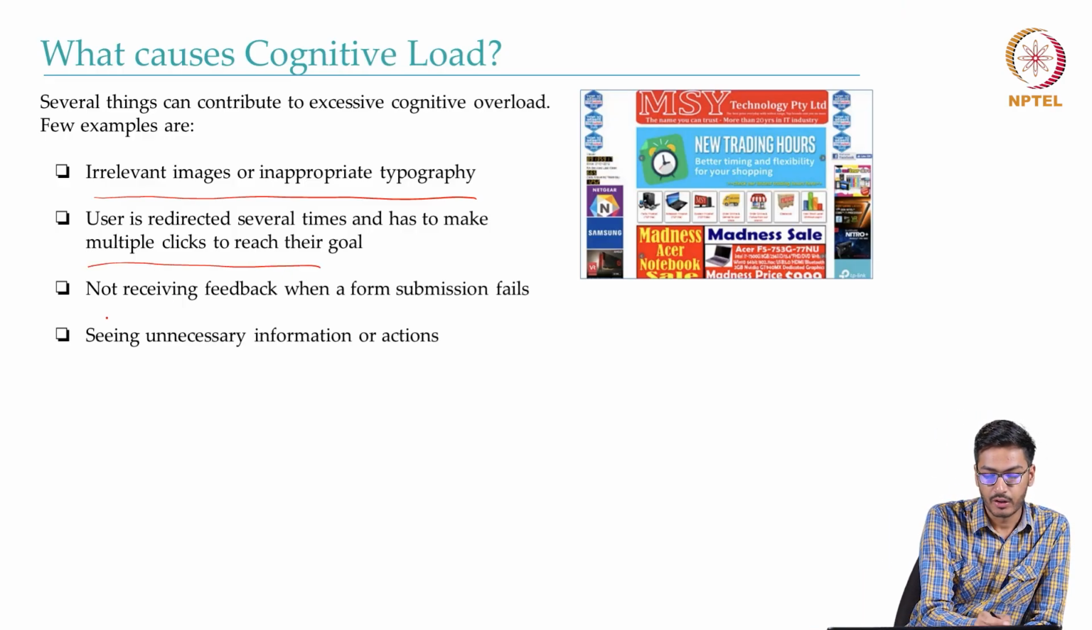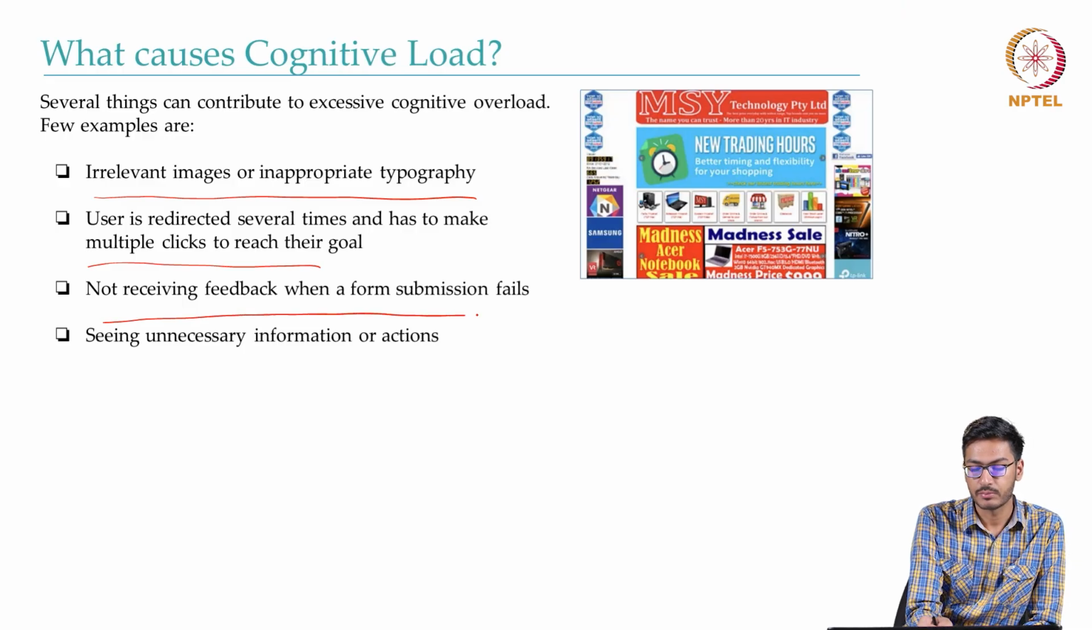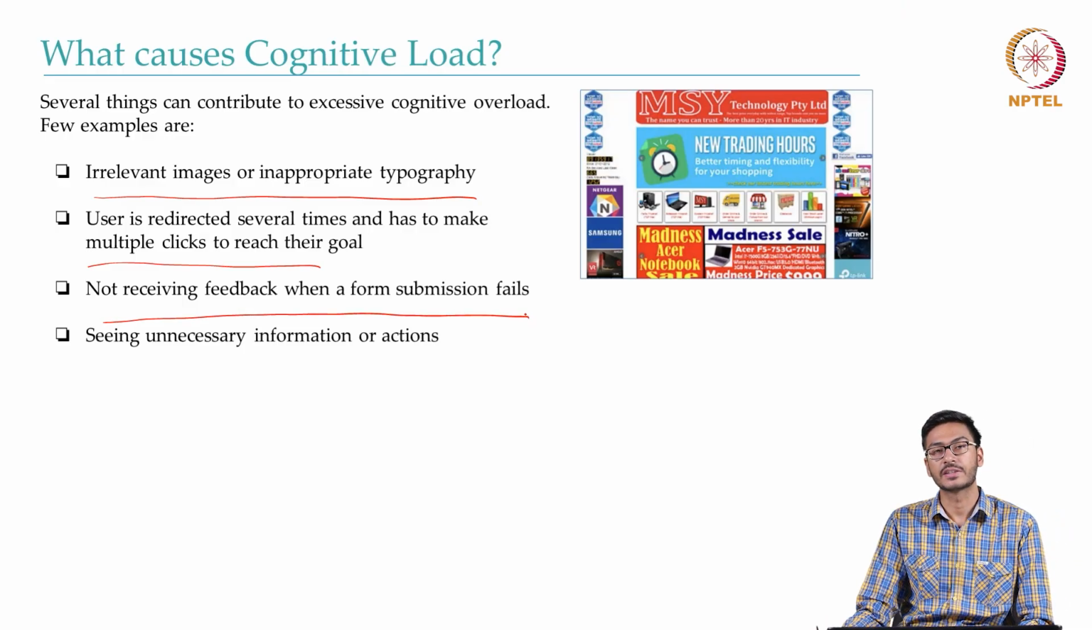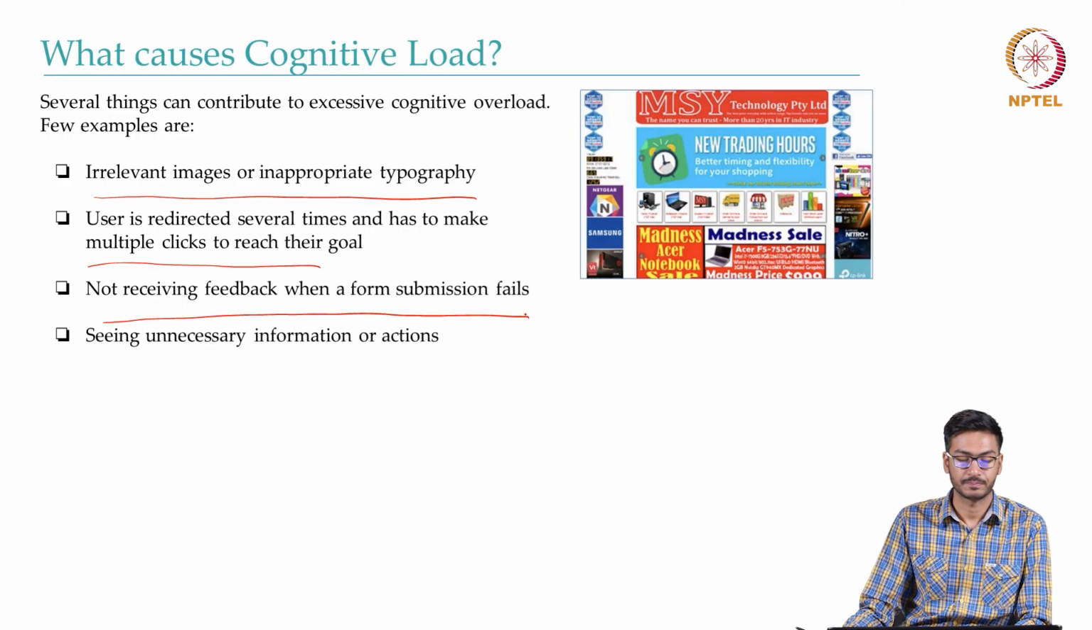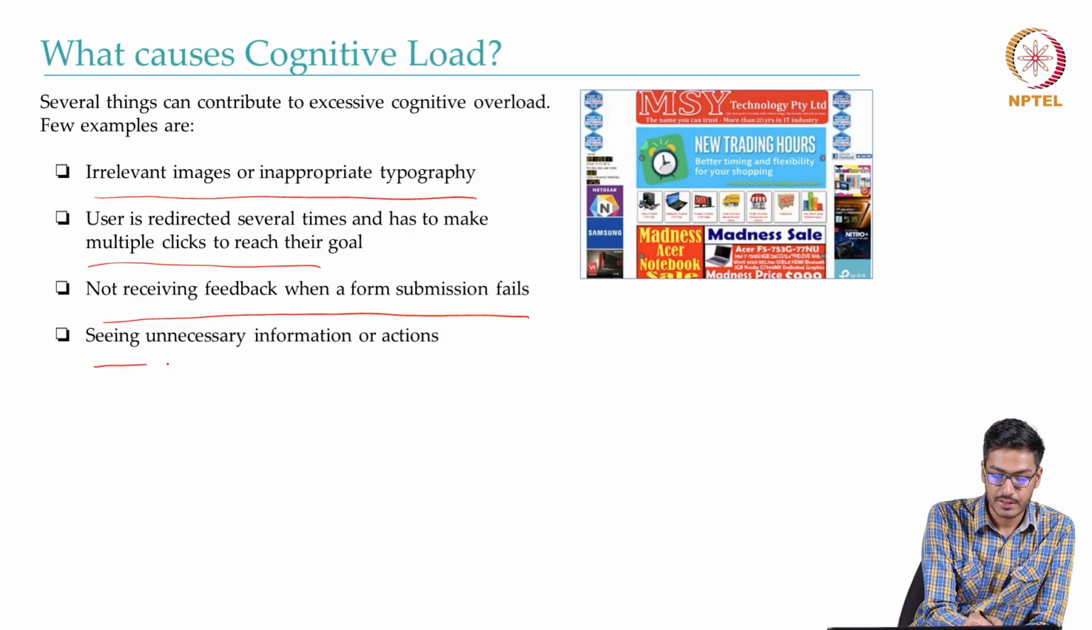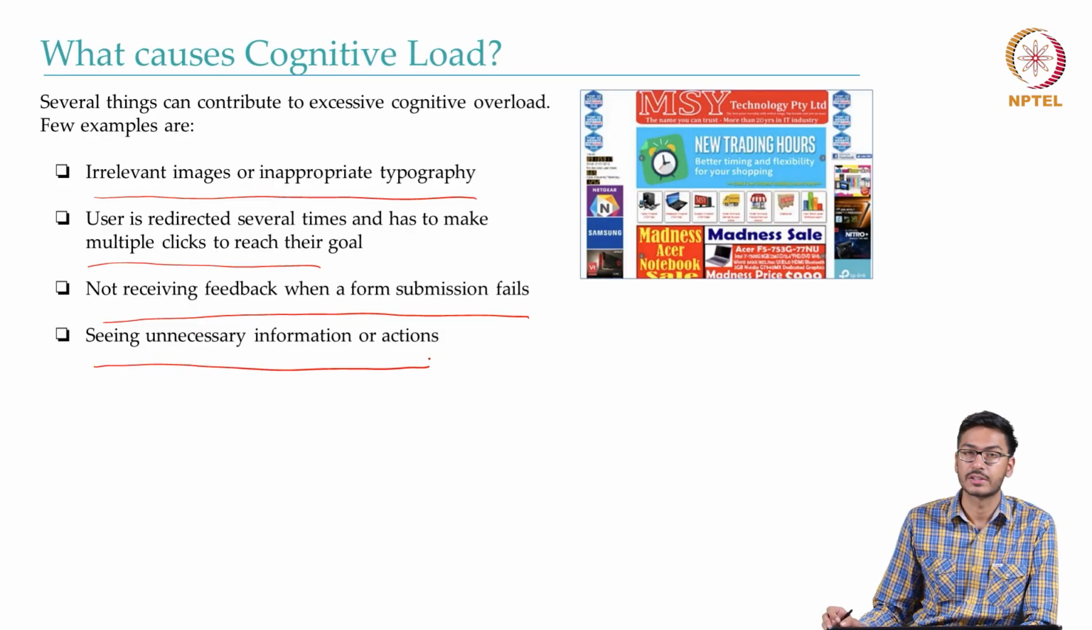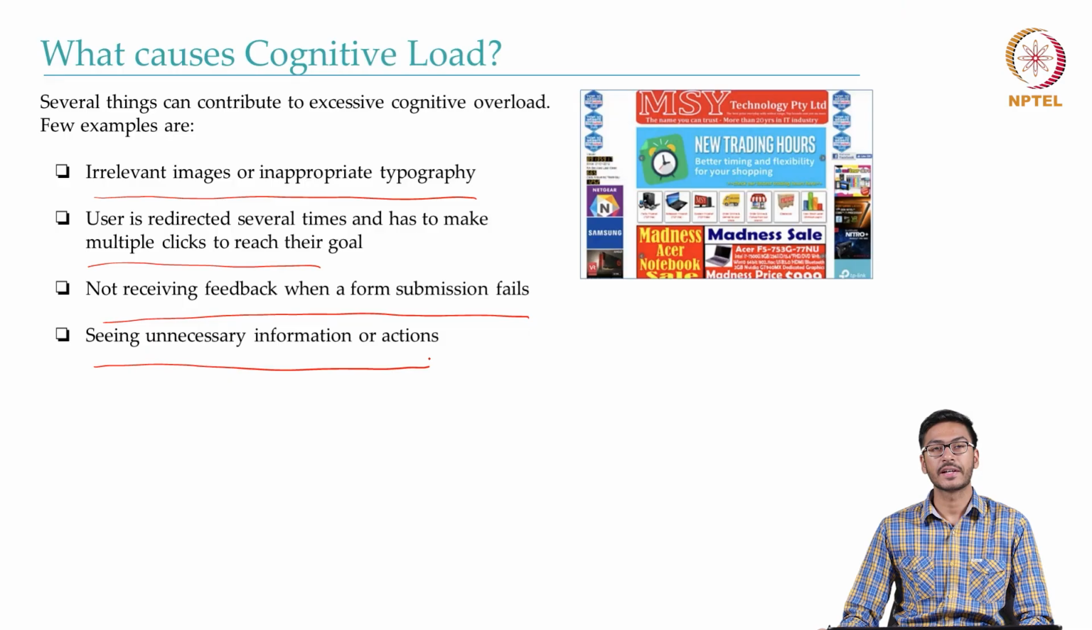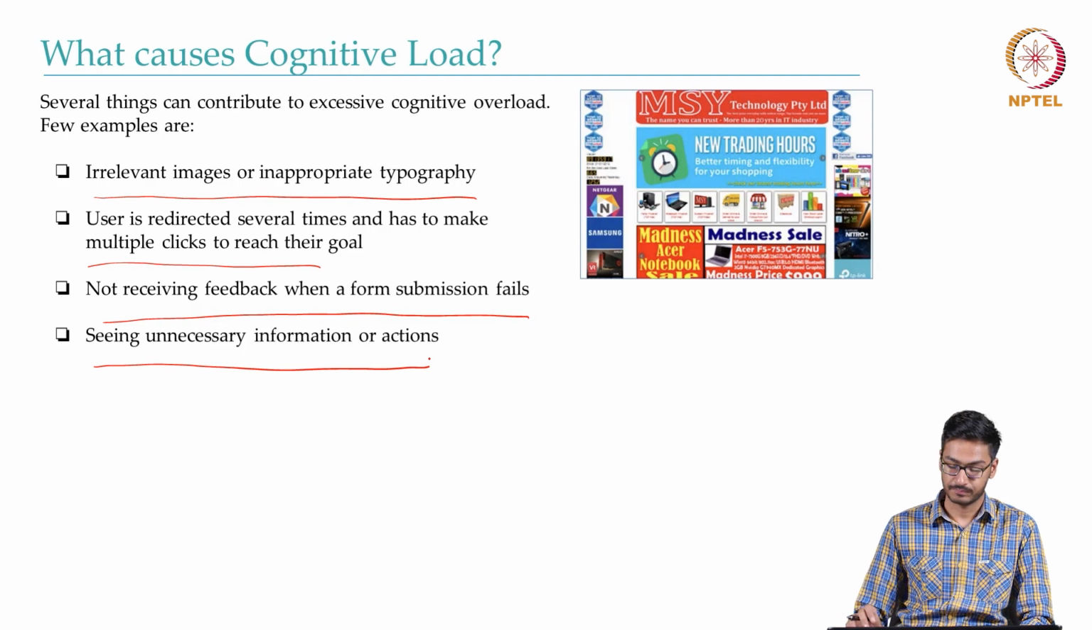And then we have not receiving feedback when a form submission fails. It creates confusion among the users. Then seeing unnecessary information or actions. For example, in the last slide, we looked at how option B contains several other irrelevant options and unnecessary information like "you may also like these products."